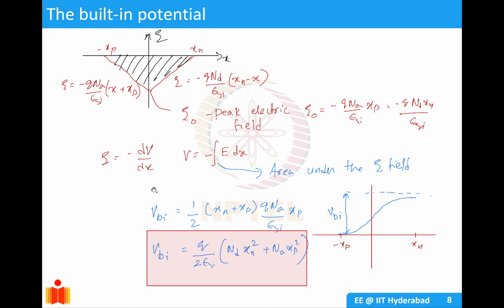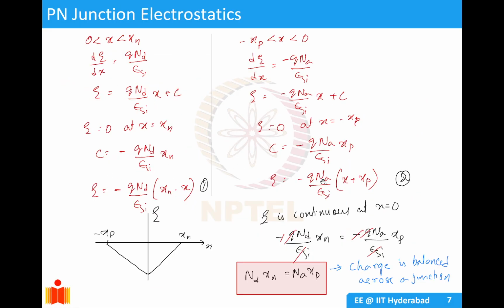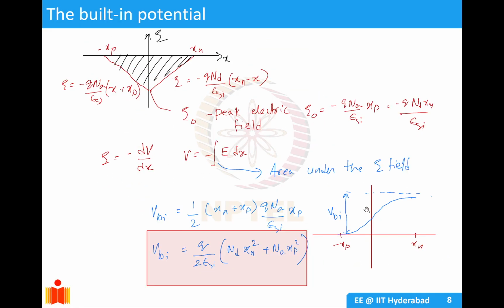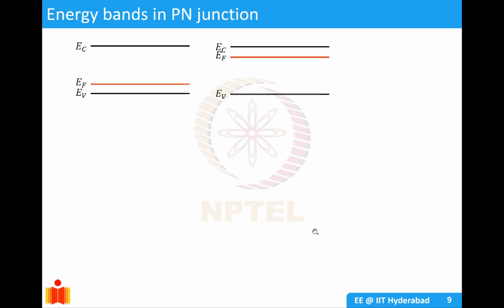So you integrate over the formulas that we had studied for the electric field. If you integrate over them, you will get VBI equals half (Xn plus Xp) q Na by epsilon Si Xp, or you can also write it as q by 2 epsilon Si (Nd Xn square plus Na Xp square).